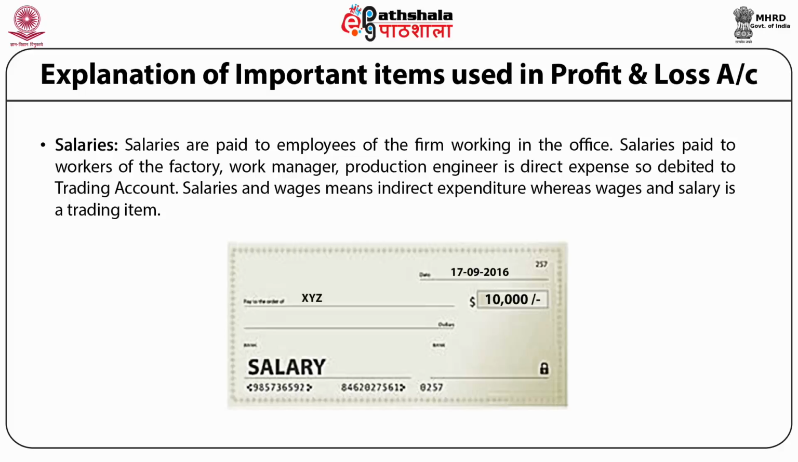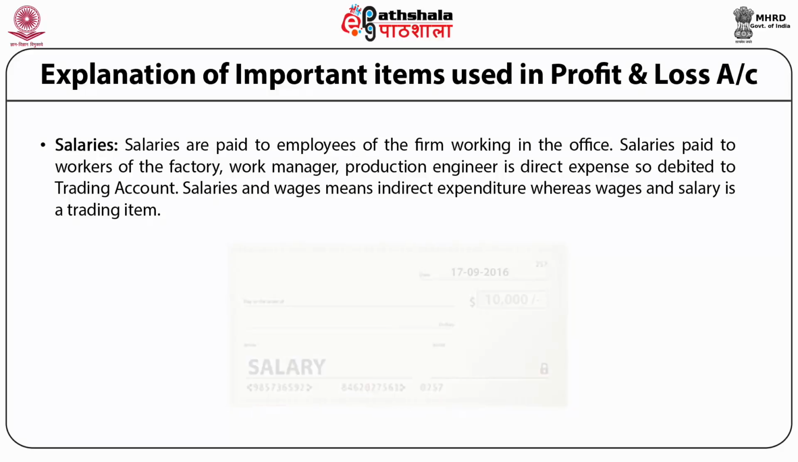What does it mean? If wages and salary is given, it is a direct expense and it should be shown in the trading account. But if salaries and wages are given, these are treated as indirect expenses and shown in the debit side of the profit and loss account.